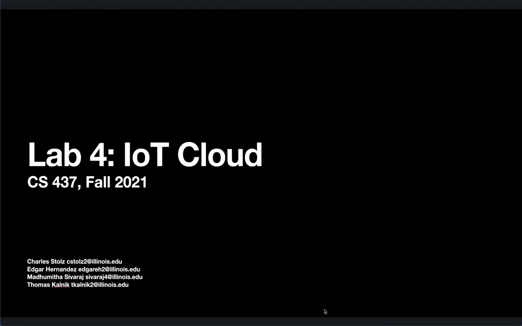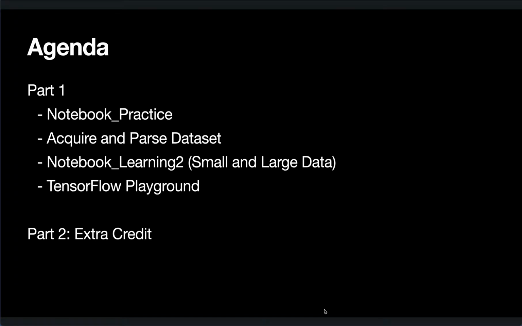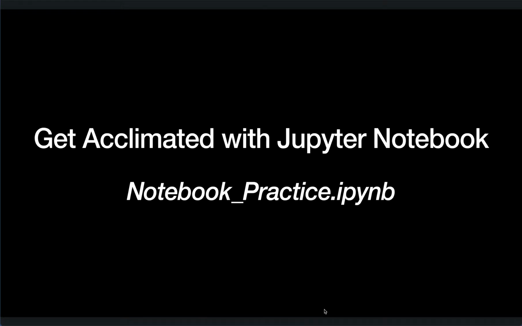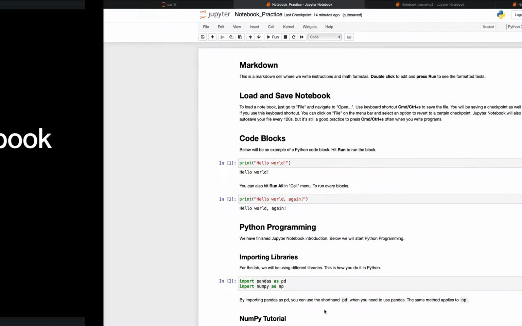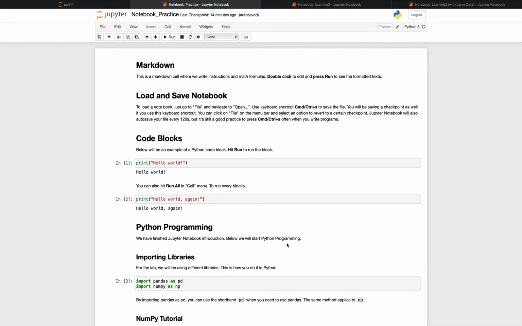This video is Team Thundercat's video submission for Lab 4 IoT Cloud. This video covers the following topics, including Part 1 and the extra credit section Part 2. So to start with Part 1, we'll talk about getting acclimated with Jupyter Notebook via the notebook practice file.